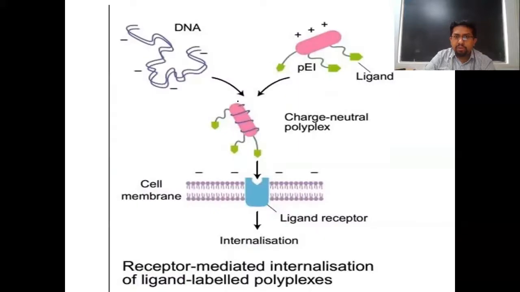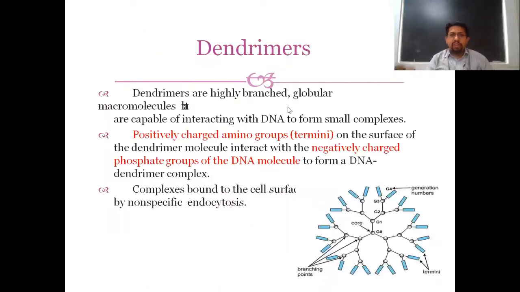Okay, here is how it is coated onto the surface of the cationic polymer, and here are the cells. Dendrimers are highly branched globular macromolecules capable of interacting with DNA to form small complexes. They have a positively charged amino terminus on the surface. The dendrimer is usually a synthetic molecule which has different amino groups on the surface. They will start interacting with your DNA molecule, and this entire complex is used to help the DNA enter the cell.